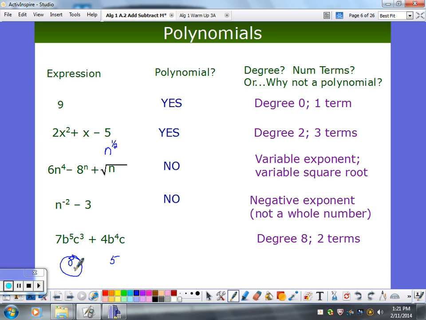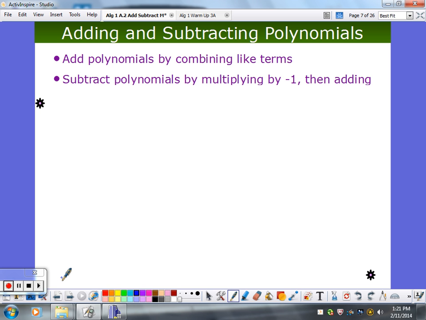What are those? This is one of them, 7b to the 5th c cubed. That's one of them. And this 4b to the 4th c is another one. So how many things are you adding or subtracting? 2 things. So yes, polynomials can be added, subtracted, multiplied, divided, cubed. You can do everything you want with these things.